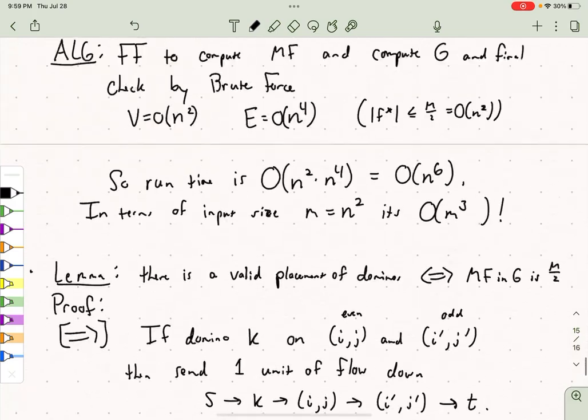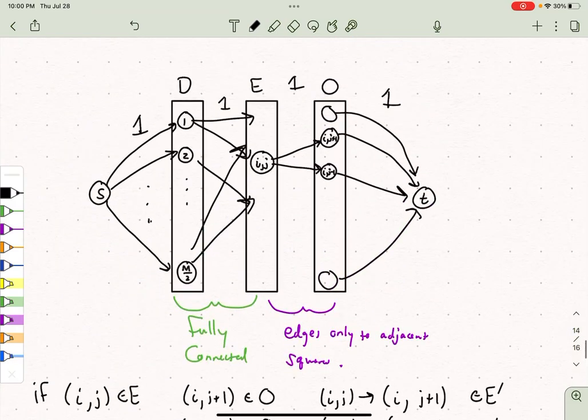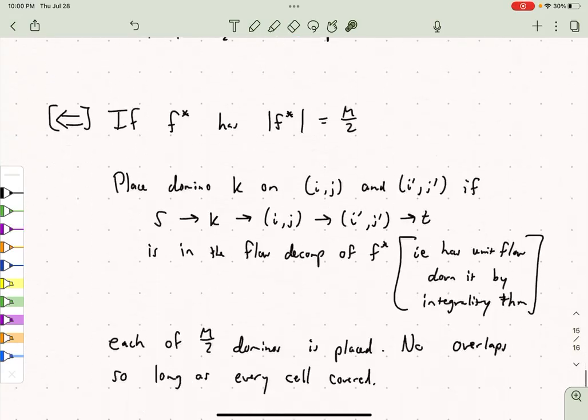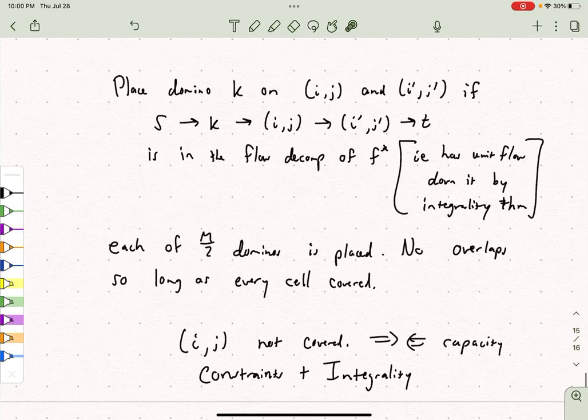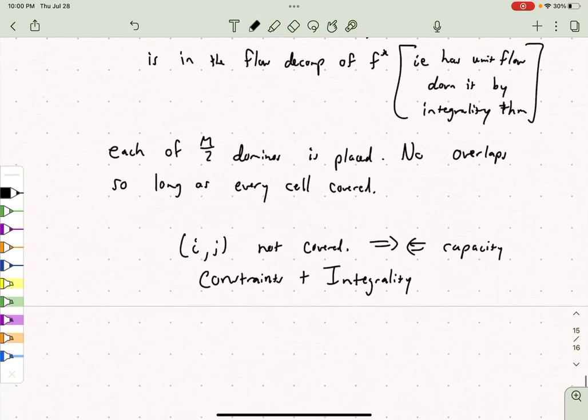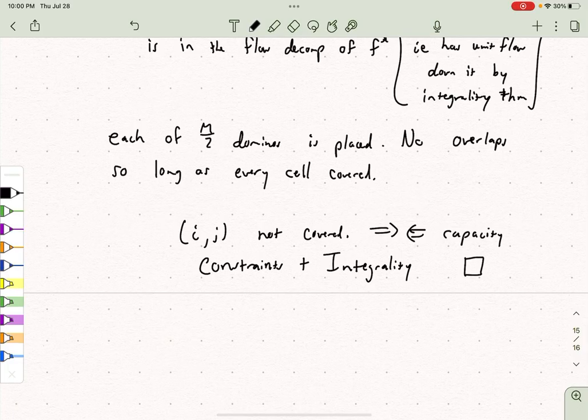So integrality is really important here. You could do something like send some unit of like 1/2 down here and 1/2 down here, but because it's an integral flow, that is impossible. So we know all ij from the even are covered, and then you can also argue all the odd ones are covered. But that's the main idea. And so that's the algorithm.